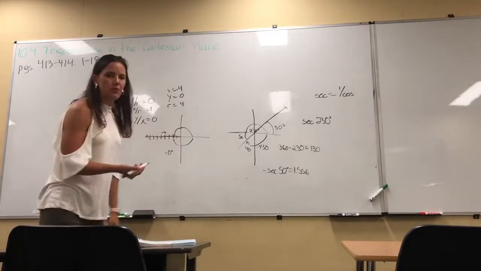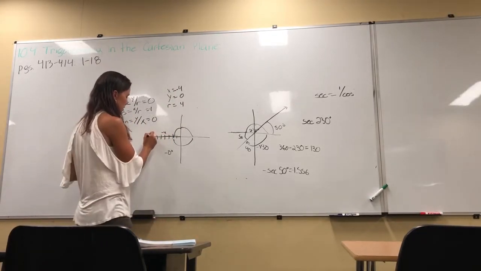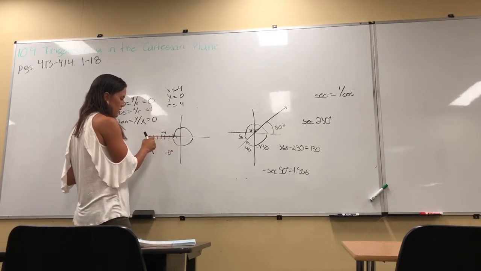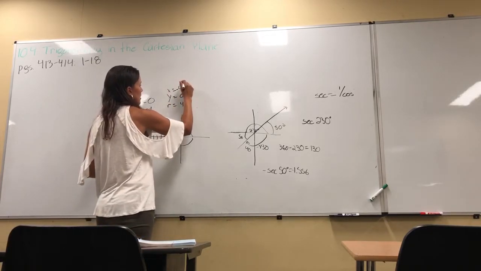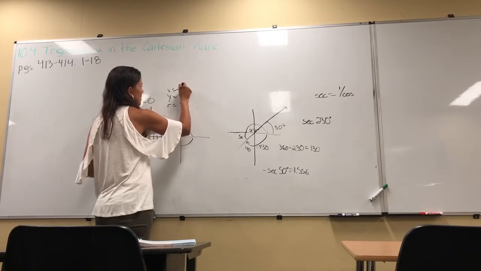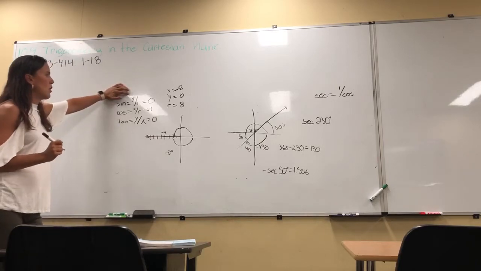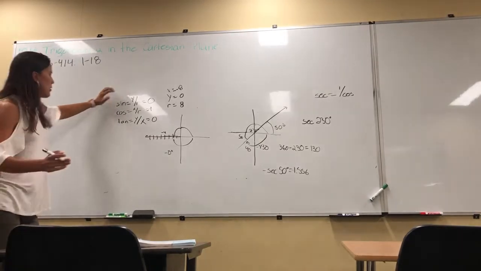But let's pick a different number just for kicks. Let's say we decided to do it right here: 1, 2, 3, 4, 5, 6, 7, 8. So x is actually -8, and r is actually 8. What are our values? Y over r, again, is 0.